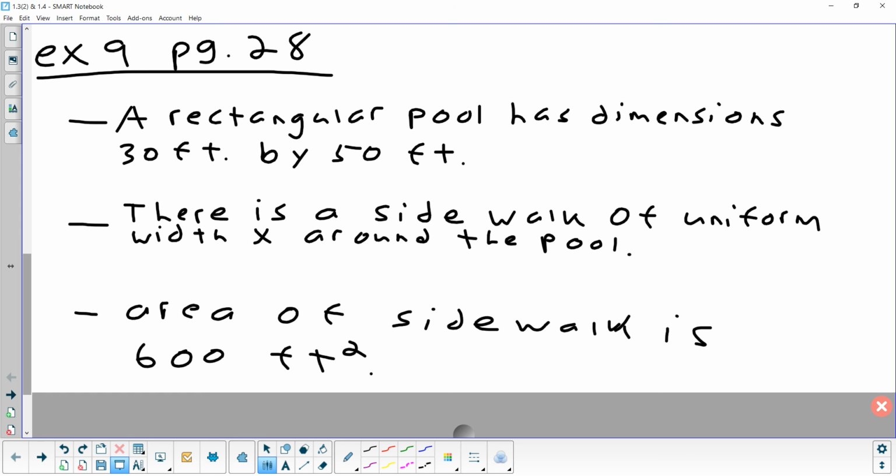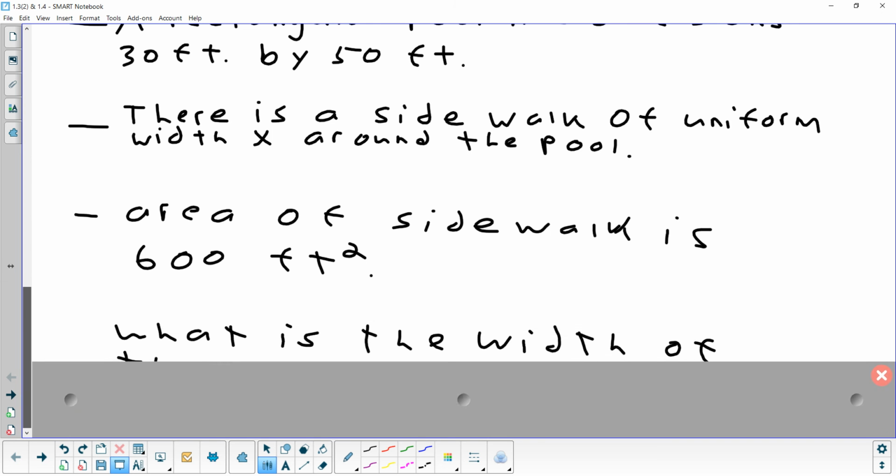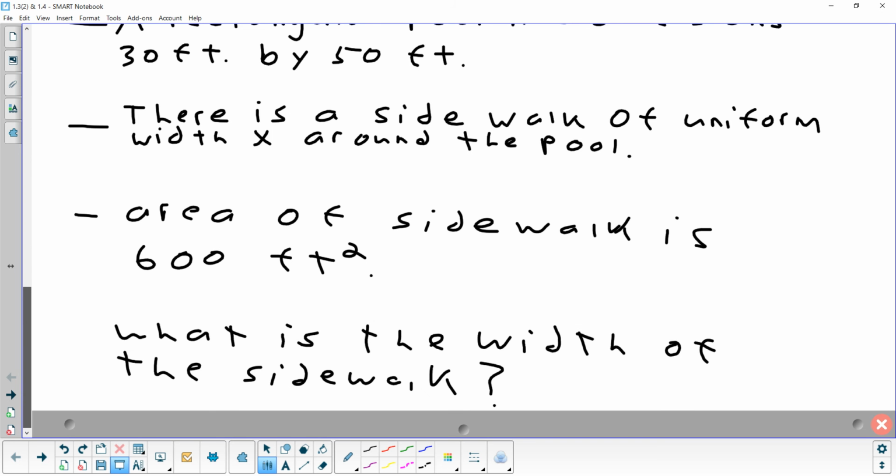They tell us that the area of the sidewalk around the pool is 600 square feet. Knowing the dimensions of the pool and the area of the sidewalk, we want to figure out what the width of the sidewalk is. That's the question. So as I said earlier, this problem really lends itself to drawing a diagram so we can visualize what's happening.